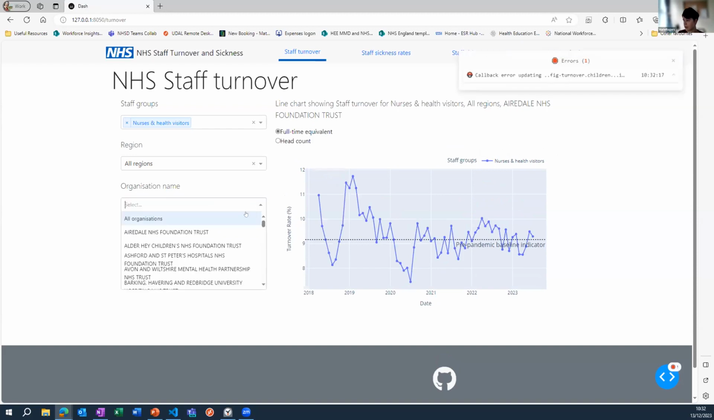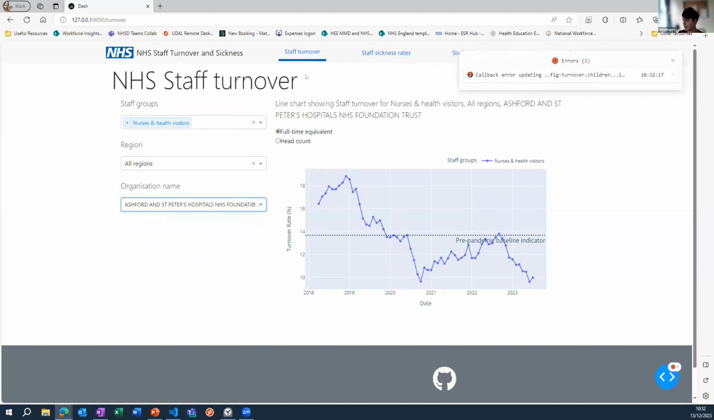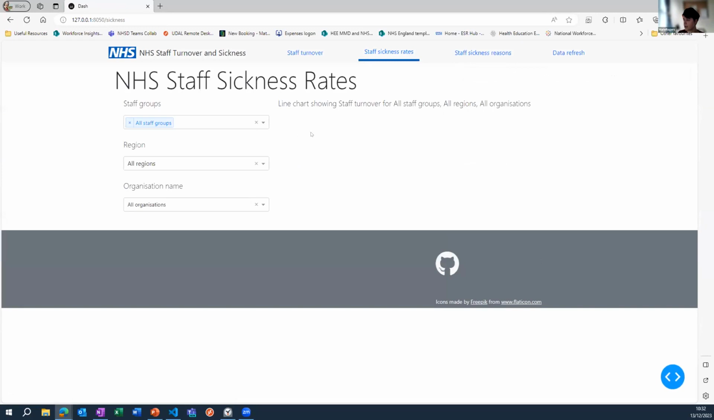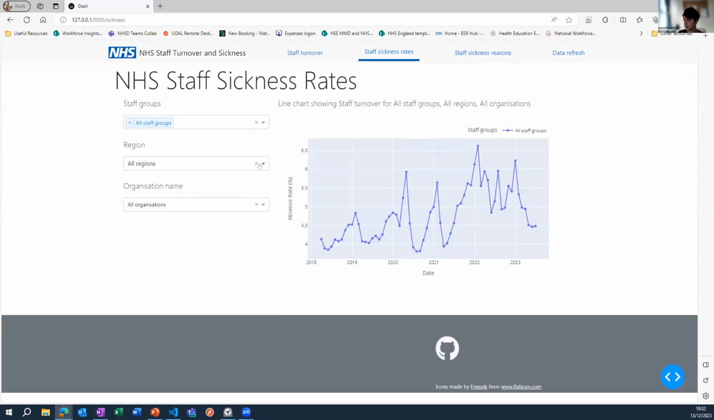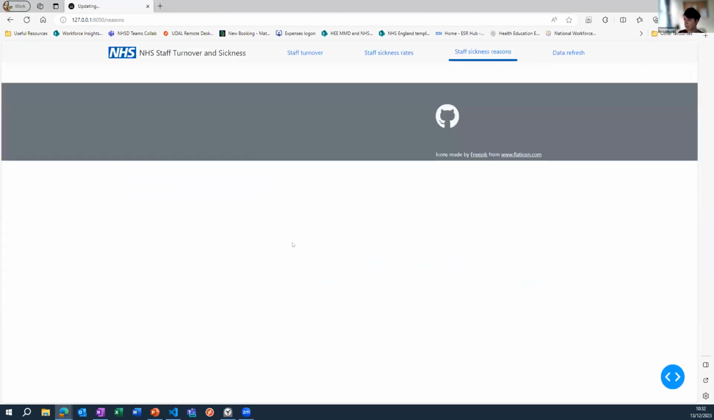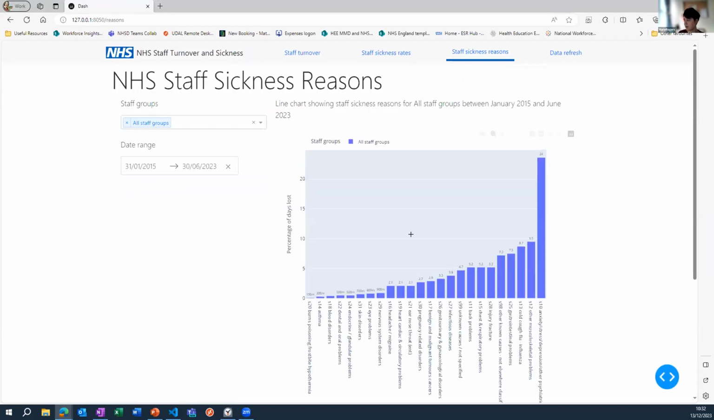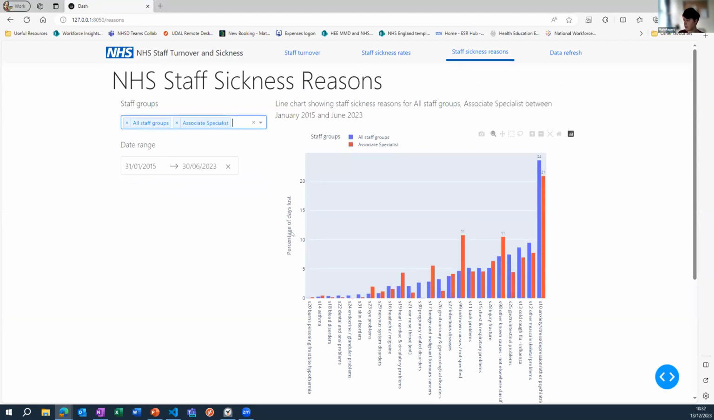Some of them are a bit wild because maybe they have small numbers. Then there's also data on staff sickness rates that can be explored in the same way. And this is all publicly available data, as I've mentioned, mainly published by NHS Digital, but just presented in a more accessible way. We also have data at the national level about staff sickness reasons. So it's percentage of days lost by reason and by staff group.